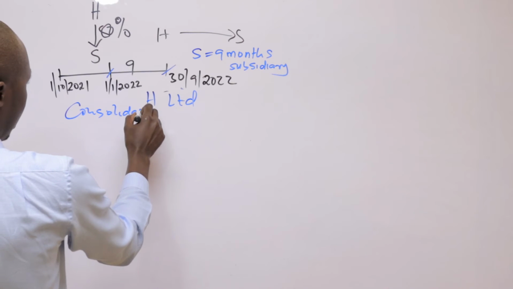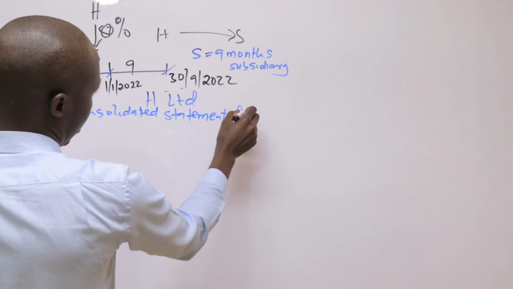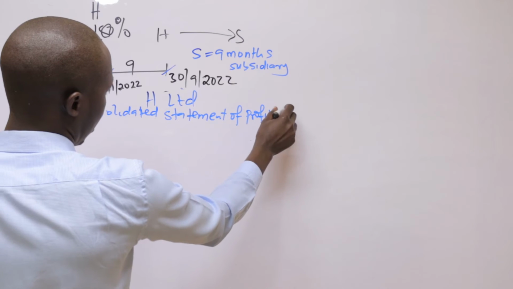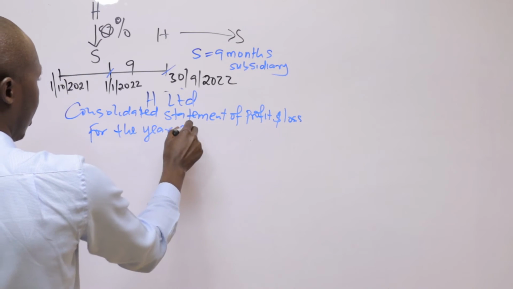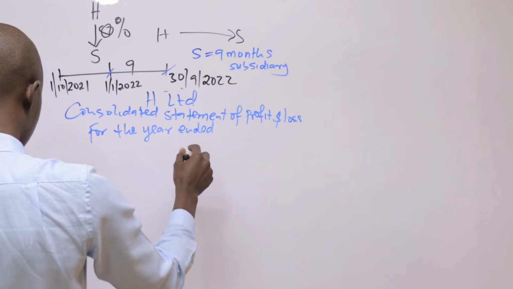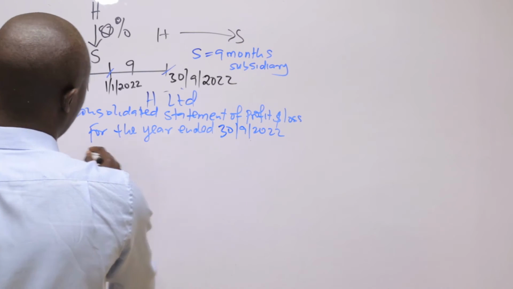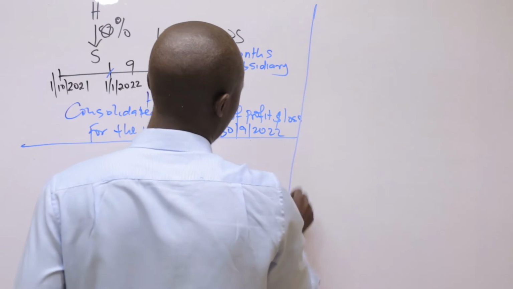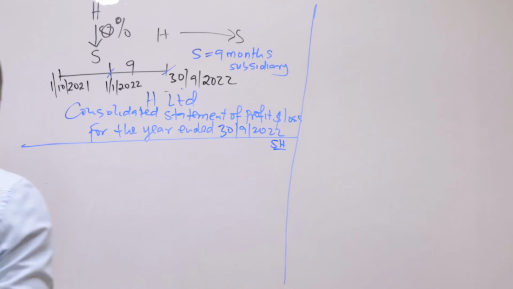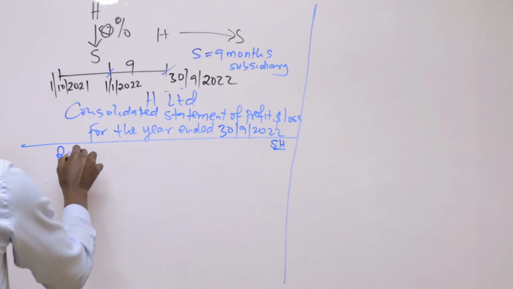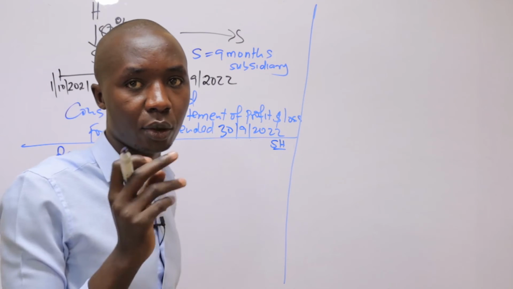So the consolidated statement of profit and loss, that is for the year ended. So our financial year was ending 30th September 2022. So here, we start from the revenue. So we add the parent plus subsidiary, but the subsidiary we only consider it for 9 months.